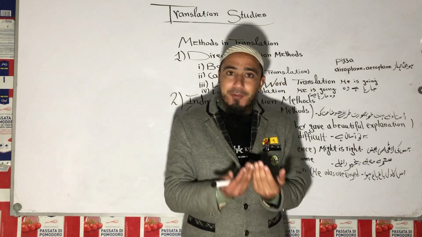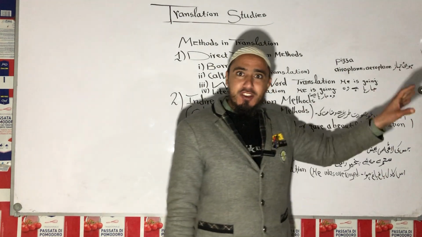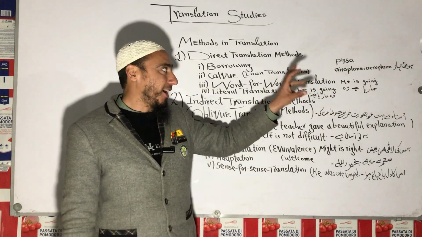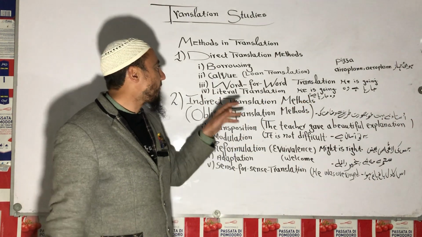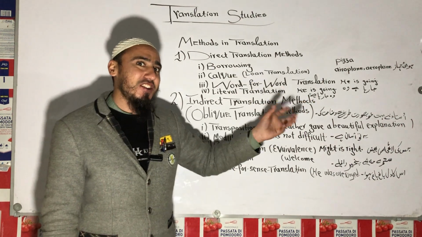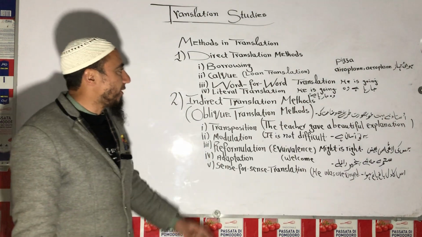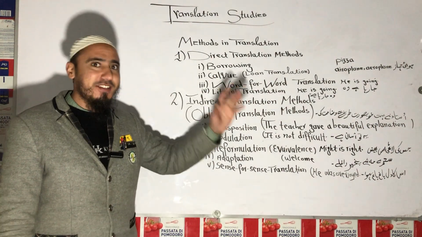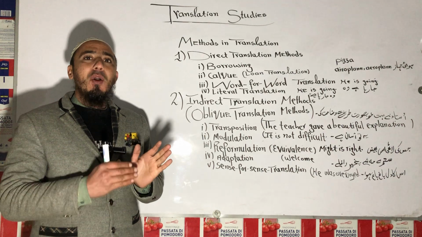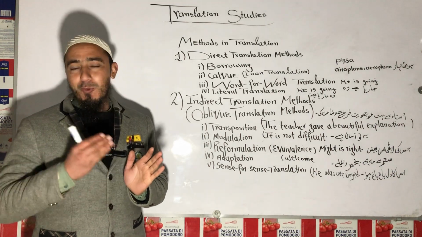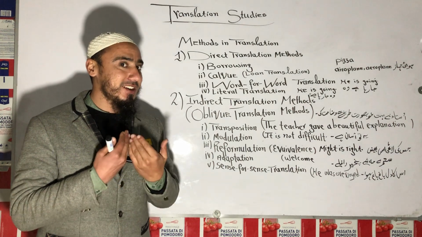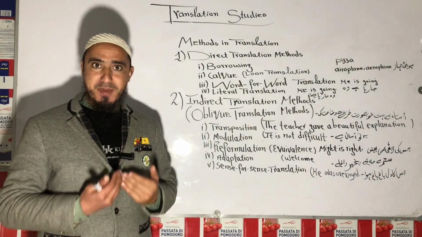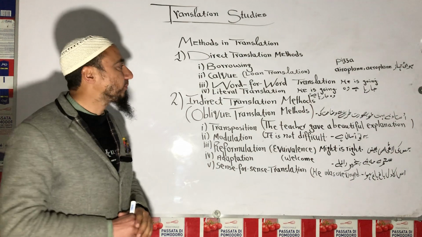So aeroplane means hawai jahaz. The same structure, the same meaning was given. However, it was translated. The structure was not changed. Okay, so that is called calque, and there are so many other examples as well. Whenever we translate a phrase of one language into another language, but the structure of that phrase does not change, it remains as it is.